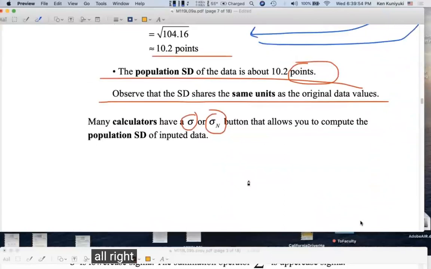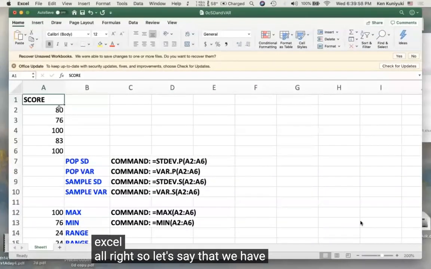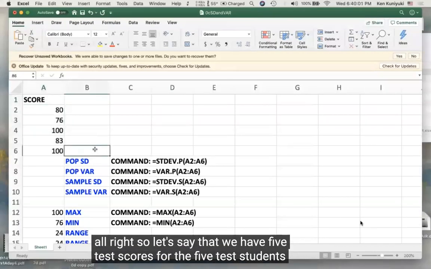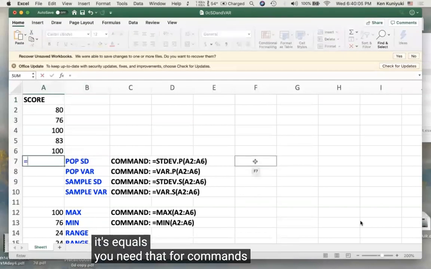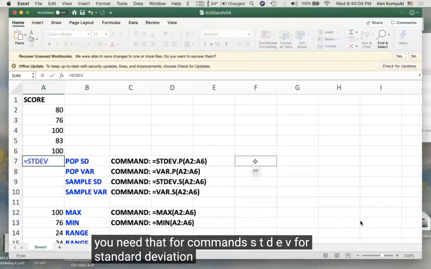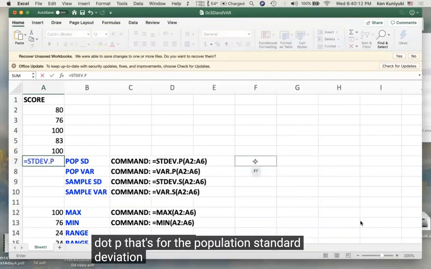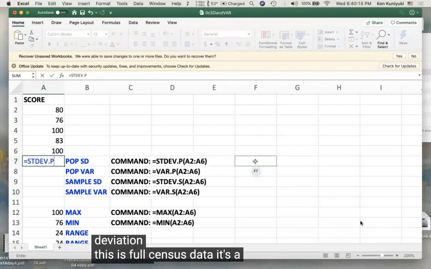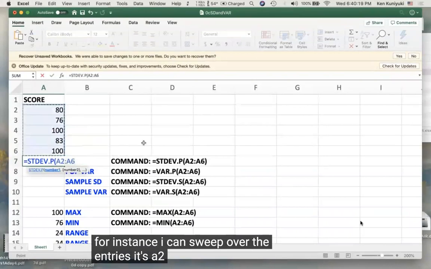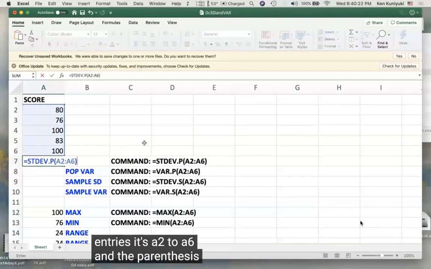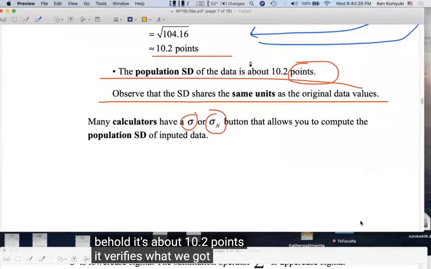All right. And how would you do this on Excel? Let's say that we have 5 test scores for the 5 test students. For the population standard deviation, it's equals STDEV.P, that's for the population standard deviation. This is full census data. It's a population data set. Parenthesis, I can sweep over the entries, A2 to A6, close the parenthesis, and we get, lo and behold, about 10.2 points. It verifies what we got over here.